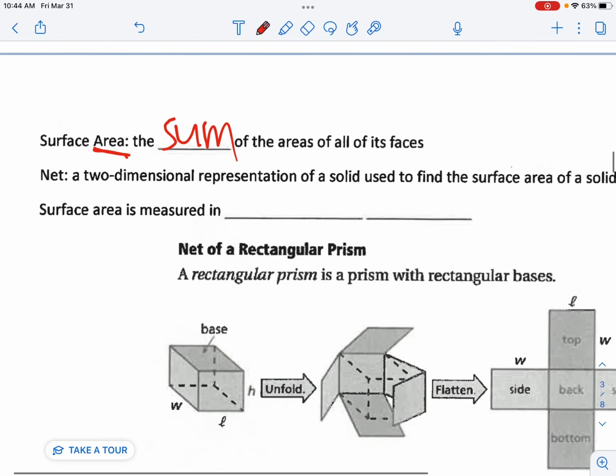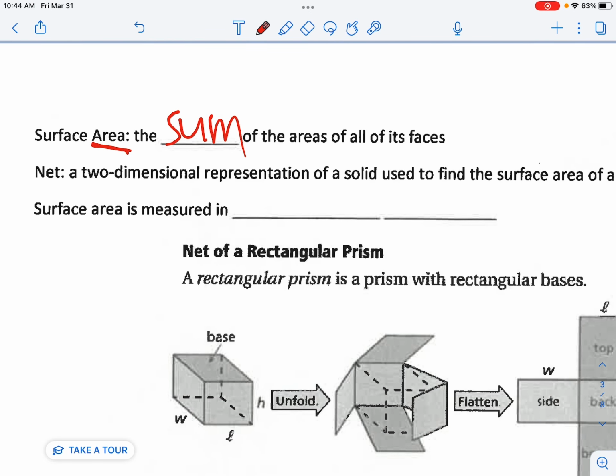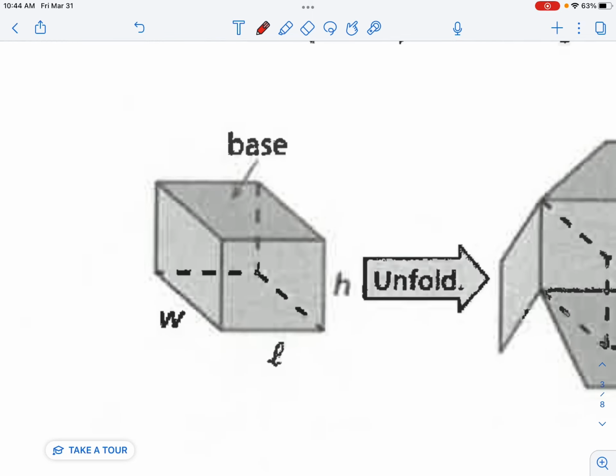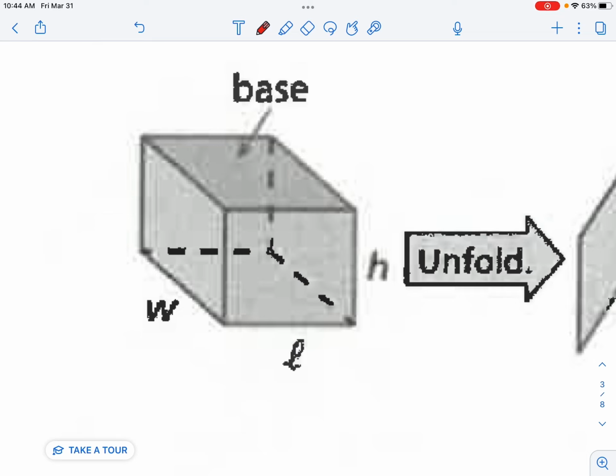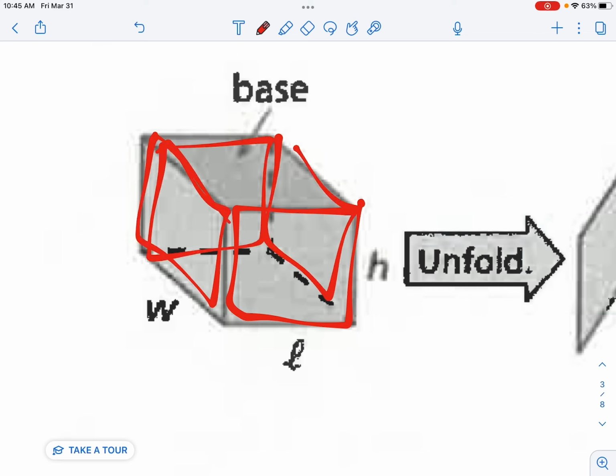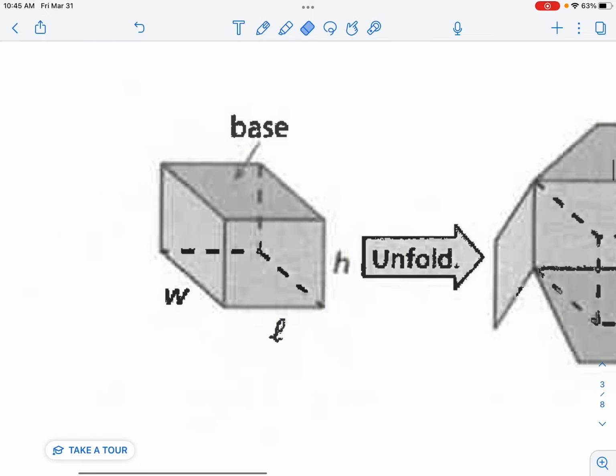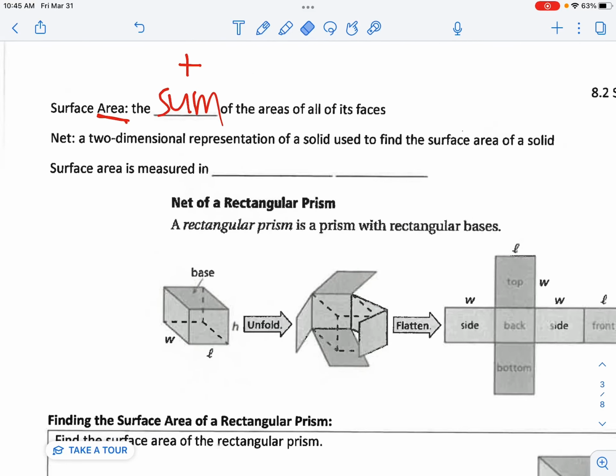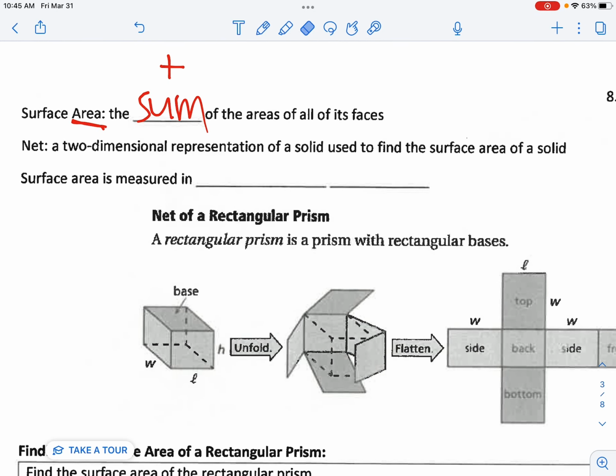So the surface area is the sum of the areas of all of its faces. So sum means addition. Remember, it's the answer to an addition problem. And the area of all of its faces means that we have to find the area of all 6 sides, and then we add them together. So we would find the area of this one, of the side, of the back, the side, the top, and then the bottom. Okay, and I know that looks confusing, but it'll get easier as we go. So if we are dealing with a rectangular prism like this, there are 6 sides that we have to find the area of.